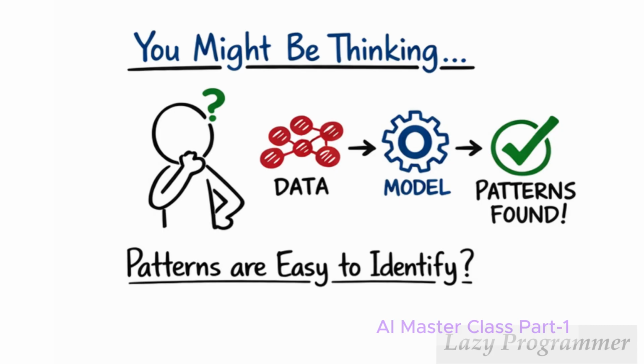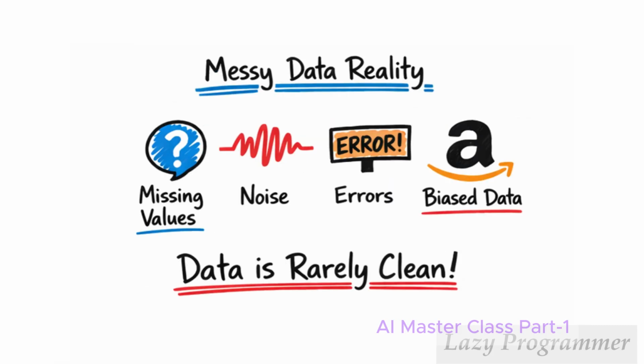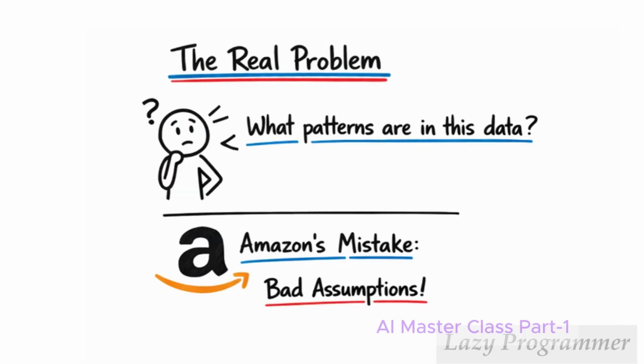the patterns, right? Now, here is the reality check. Real world data is a mess. It has missing values, noise, errors, and I hope you remember the Amazon AI that was rejecting women due to biased data. So we can say that data is rarely clean and perfectly distributed. Amazon's mistake wasn't a modeling mistake, it was a data understanding mistake. They didn't ask what patterns are hiding in this data before training.